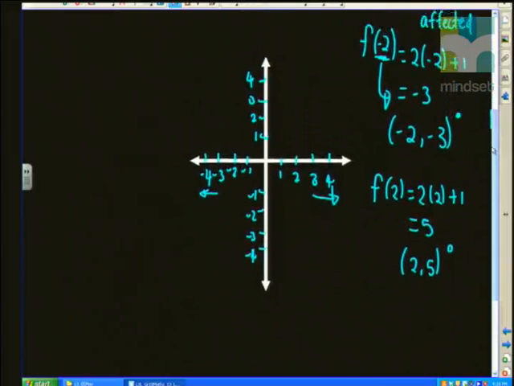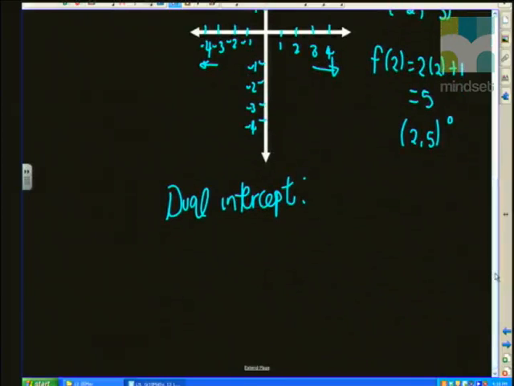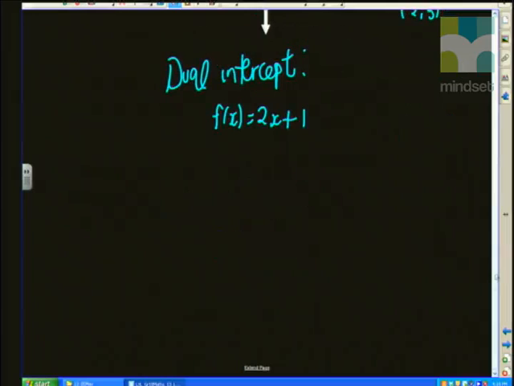Alright, now how would we normally... so we're going to keep this in mind, we're going to come back to that. We're going to use the dual intercept method to sketch the graph as we normally would do. Okay? And then obviously take into account the fact that we have a restricted domain. Alright, so we've got f of x is equal to 2x plus 1. So the first thing we do, find the x-intercept.